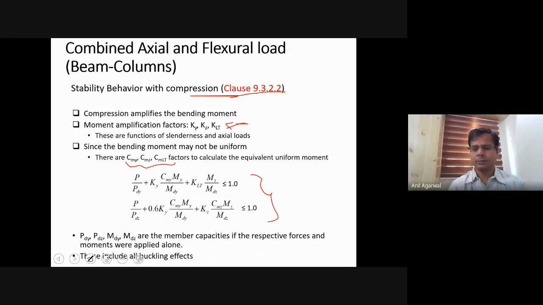However, when it comes to the secondary moment effect, the secondary moment effect gets enhanced when you have compression. But what happens to the secondary moments when you have tension?